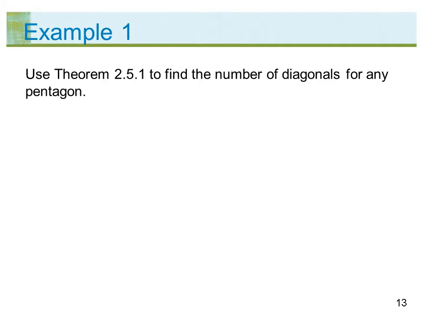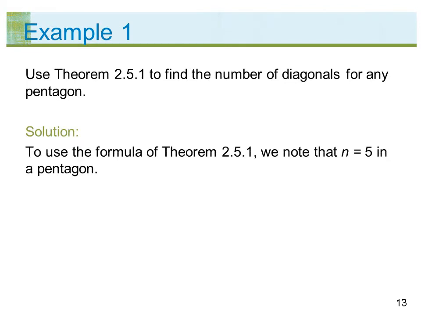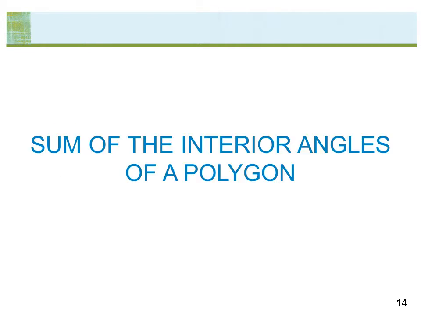Use Theorem 2.5.1 to find the number of diagonals for any pentagon. Solution: to use the formula of Theorem 2.5.1, we note that n equals 5 in a pentagon. Then, the number of diagonals D will be equal to 5 times the quantity 5 minus 3, all divided by 2, which is equal to 5 times 2 divided by 2, which equals 5.